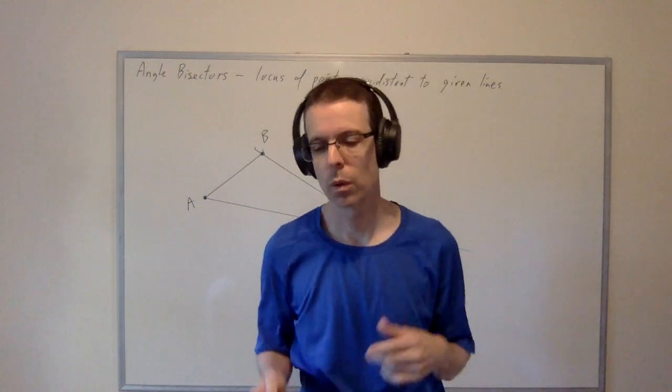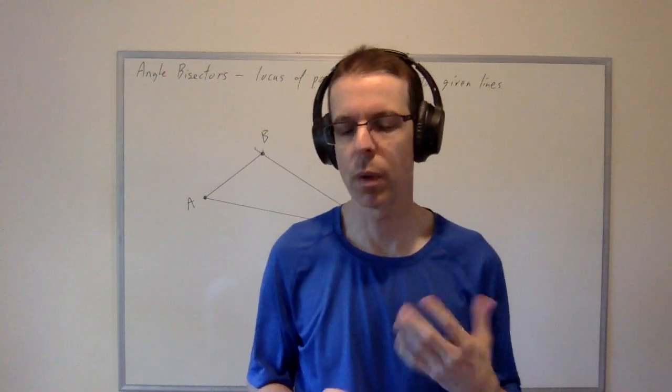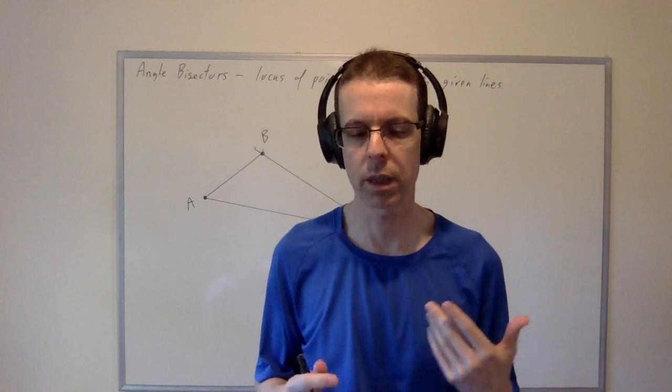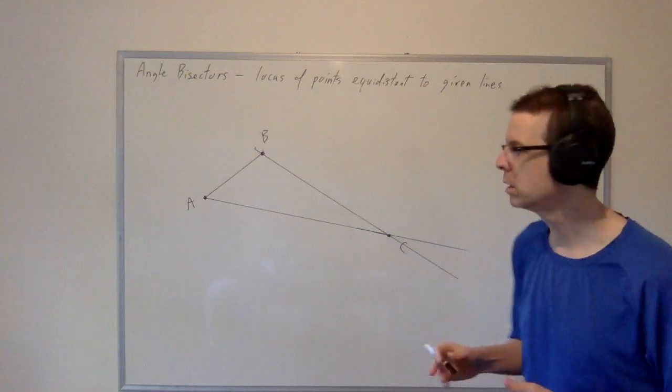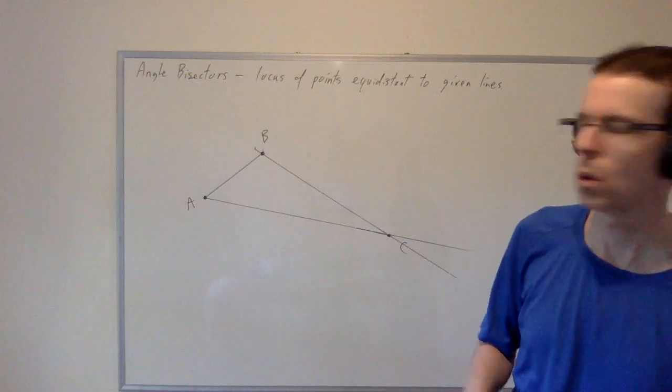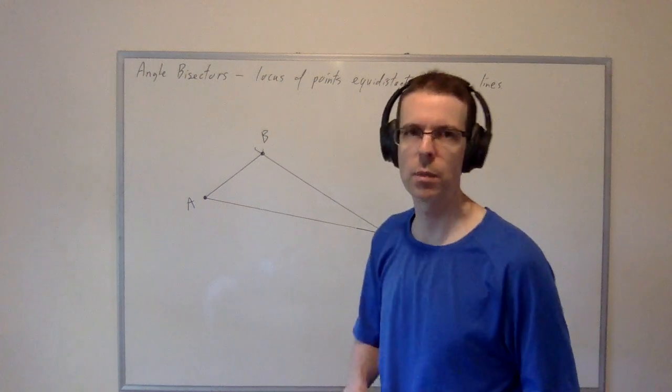In this short video, we're going to talk about angle bisectors. We're going to talk about the angle bisector as the locus of points equidistant to two given lines. So let's look at this triangle ABC.